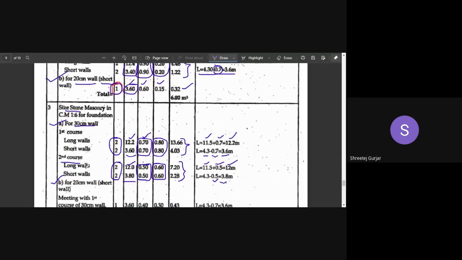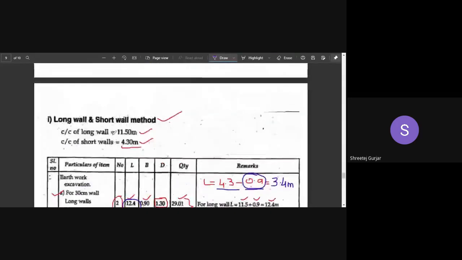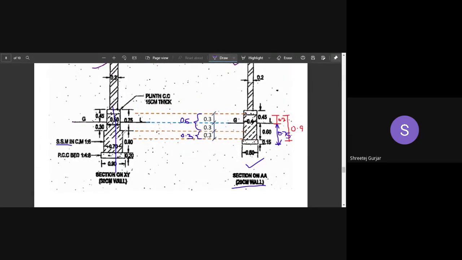So moving on to stone masonry in 20 centimeter wall. You can see that they have mentioned here clearly, meeting with first course of 30 centimeter wall. By course I mean step. So meeting with first step of 30 centimeter wall. So this is my first step of my 30 centimeter wall.